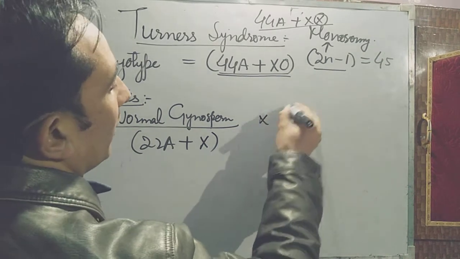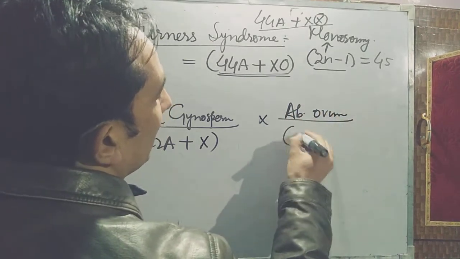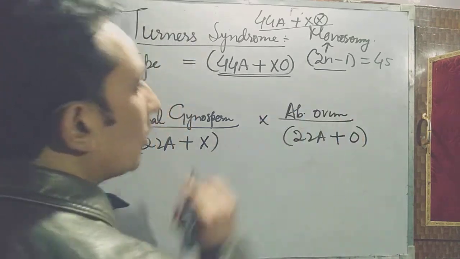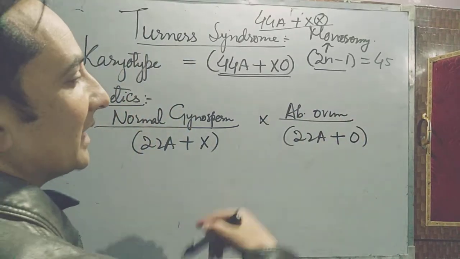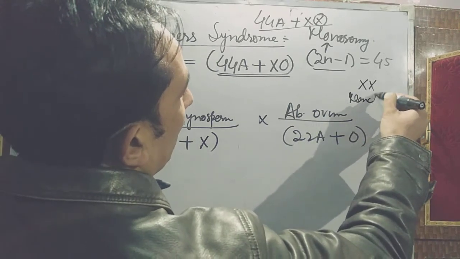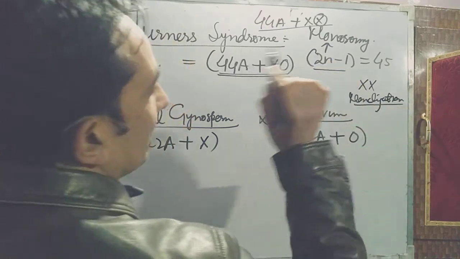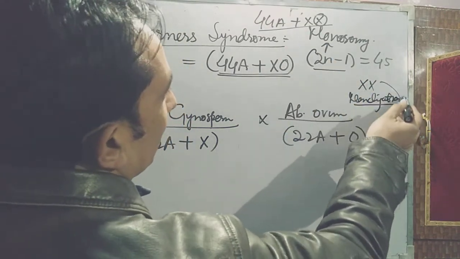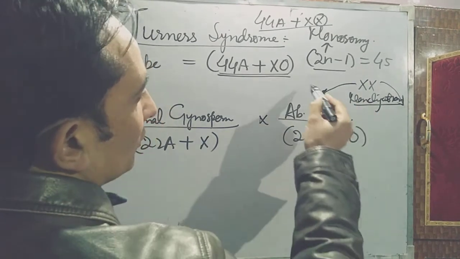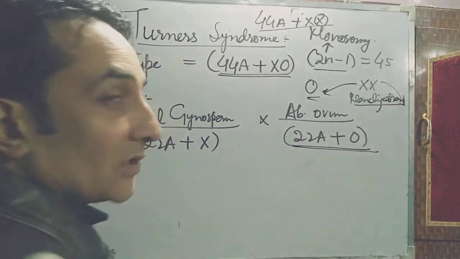Fertilize an abnormal ovum having only 22 autosomes plus 0 X chromosomes, means no X chromosome. How has it happened? It has happened due to the XX non-disjunction. Over here the X and X should have been separated, but they did not get separated. As a result, they went in one ovum, and in another ovum there is left no X chromosome, there is 0, and this condition is 22A plus 0.